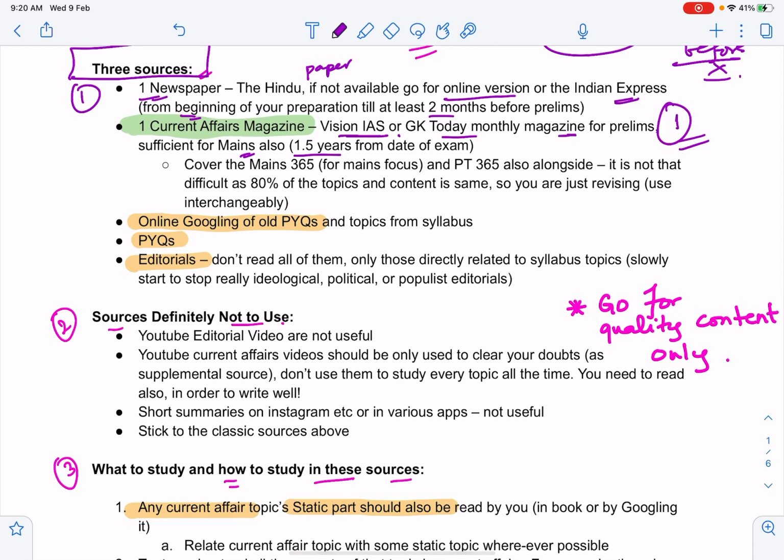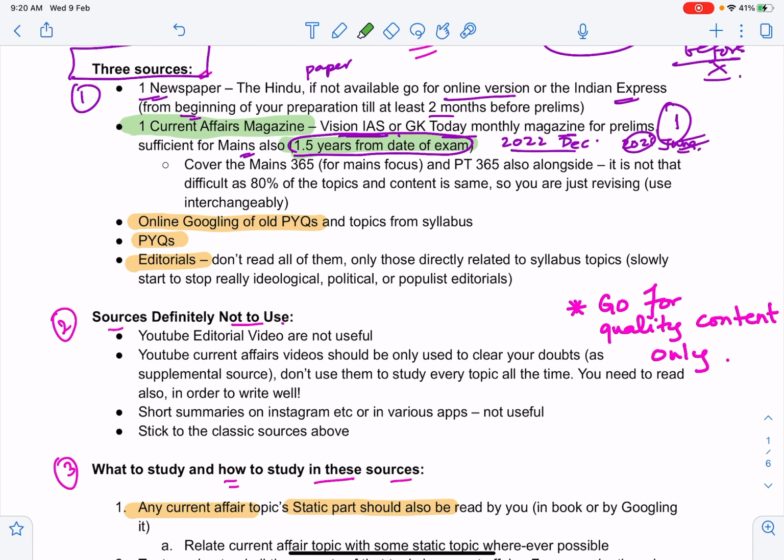And I suggest that you study current affairs magazines of at least 1.5 years from the date of the exam. So let's say the exam is in December 2022, for example. So 2022 full you have to read, and 2021 until June or July you should read, so that you complete 1.5 years like that. All right. So 1.5 years from the exam.